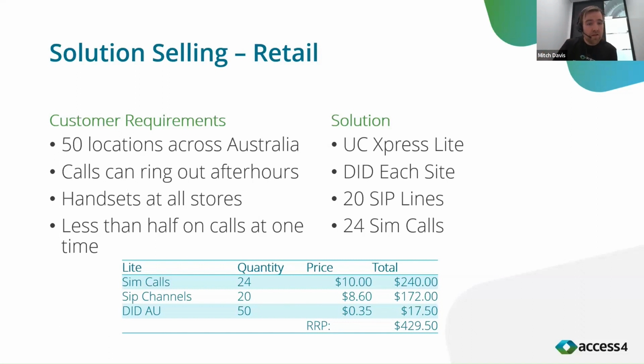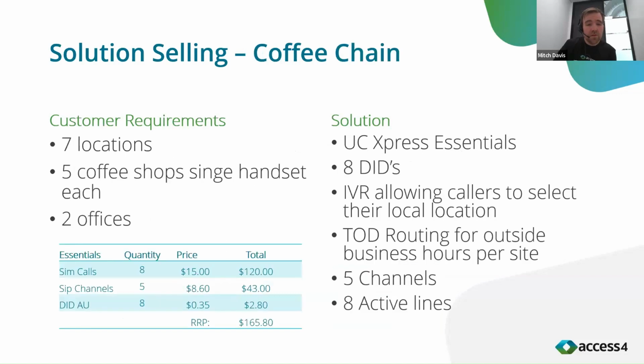Jump across to the next one, John. Next one we're looking at is something a bit bigger, something like a coffee chain. If you're down here in Melbourne, there's quite a few of them, but they have lots of locations around the city. I guess I did need coffee when I was working on these the other day. So 7 locations, 5 coffee shops, a couple of handsets at each location, 2 offices, and something like our Essentials product is pretty good for this.